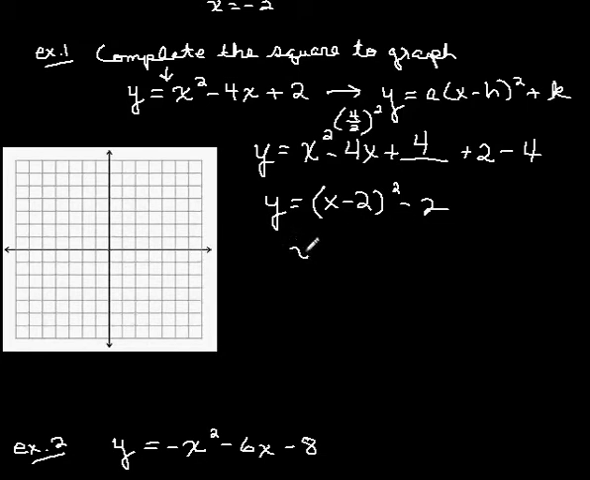Our axis of symmetry is x equals 2. Remember, it's always the opposite of this. And our vertex is (h, k), which would be (2, -2). So we're going to just graph those two things and sketch our parabola. Then we are going to pick a point. So our line of symmetry is going to go right down here at x equals 2.